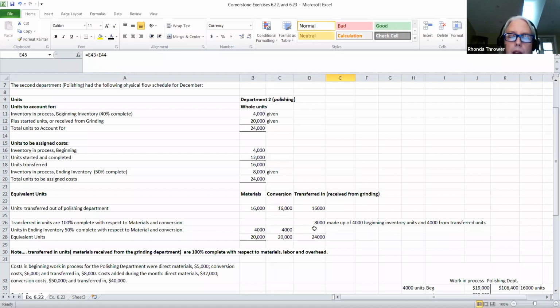But what I really want to emphasize about those ending inventory units that are part of the transferred in units is that they all have the materials and the labor and the overhead cost associated with them. When you transfer in your materials, you transfer in the cost for those materials too. So this 8,000 already has the materials cost, the conversion cost, and the transferred in cost in there.